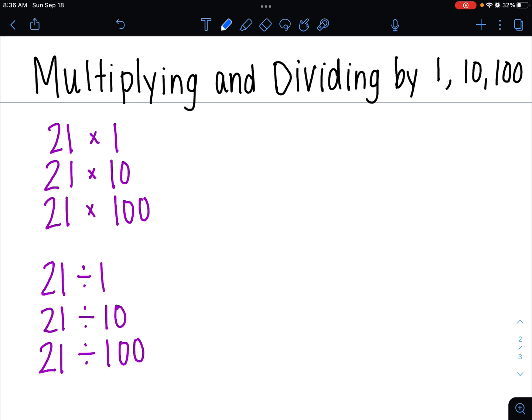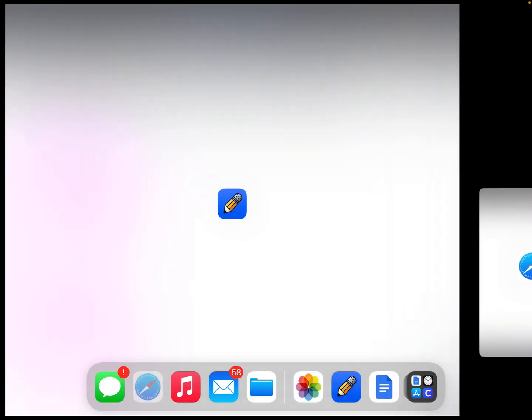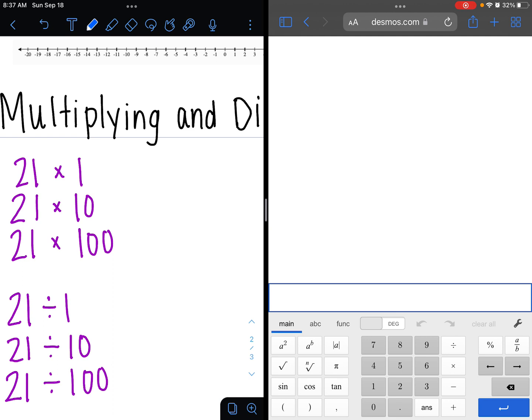All right, we're going to talk about multiplying and dividing by ones, tens, and 100s. Specifically, we're going to be looking for some patterns that might occur. So I have some examples. We're going to look at 21 multiplied by 1, by 10, by 100, and then divided by 1, 10, and 100 to see if we can see some patterns. So I am going to get out my calculator just so that we all know that these are correct.